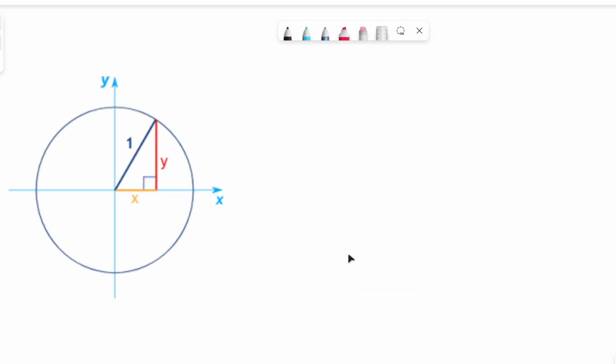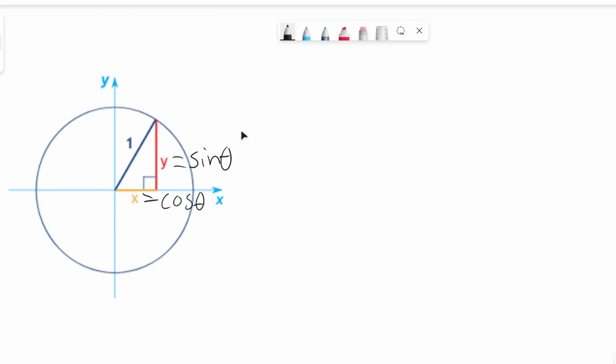Now then, up on the screen we have a unit circle, and the most basic trigonometric identity we have is sine squared plus cosine squared equals 1. But how do we get that? The first thing we have to realize is that y is the same thing as sine of theta. So y equals sine of theta. And x is equal to cosine of theta. Now why is this?